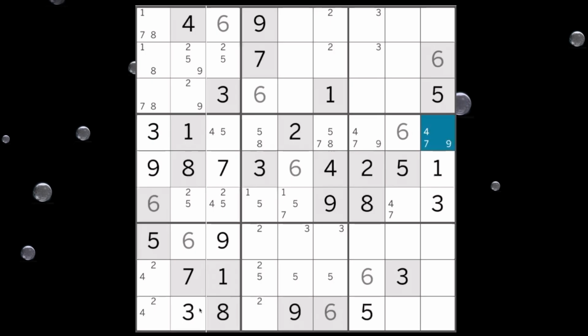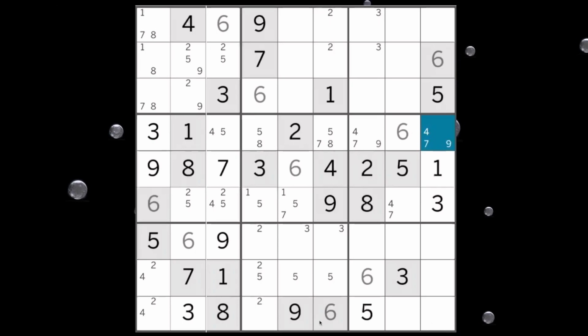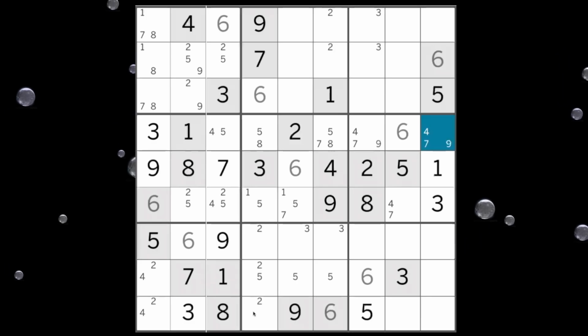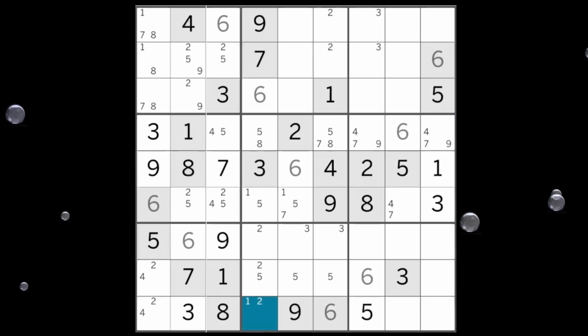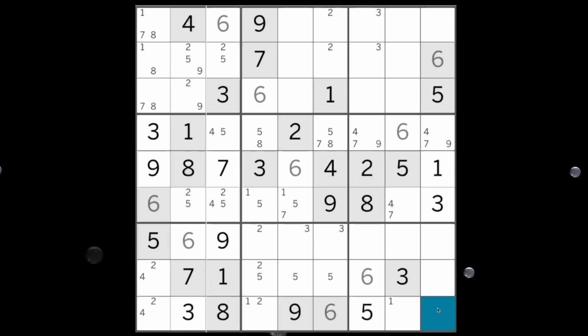Let's see if we can finish this bottom row. So in the bottom row, that can be a 1 and that can be. That keeps that one from being a 1. 2 can be in any of these positions.